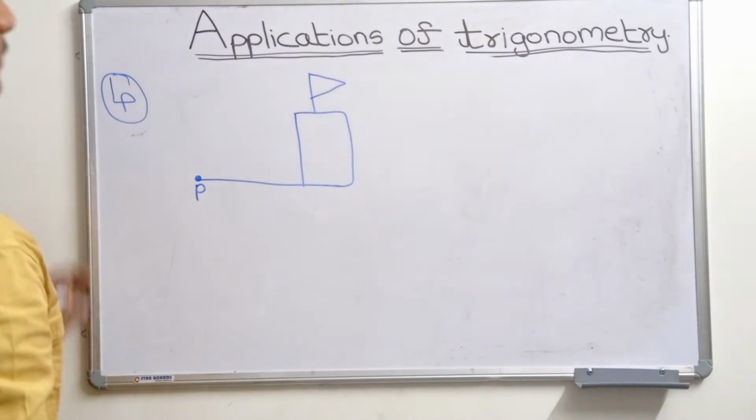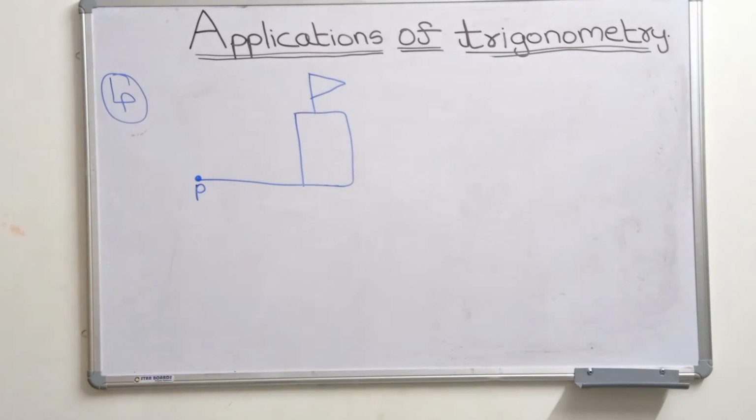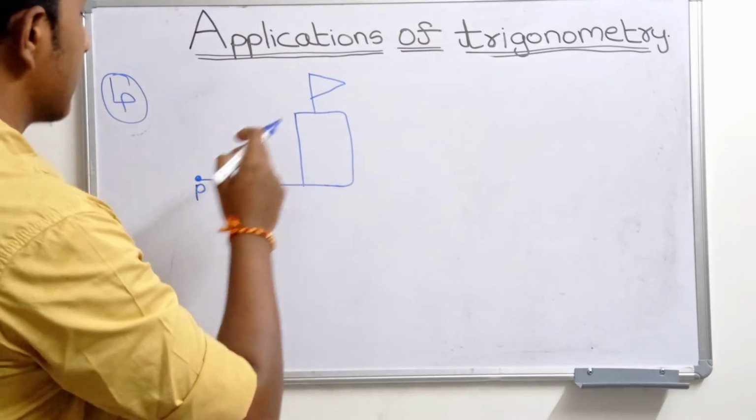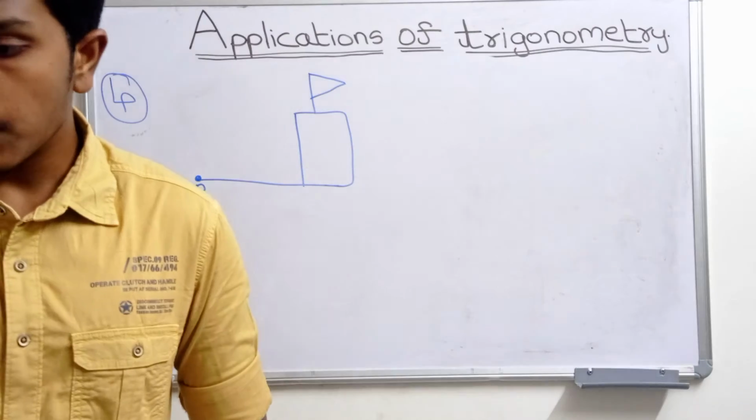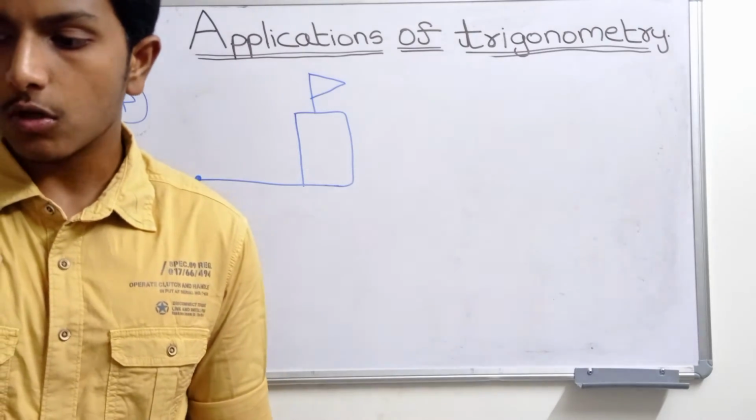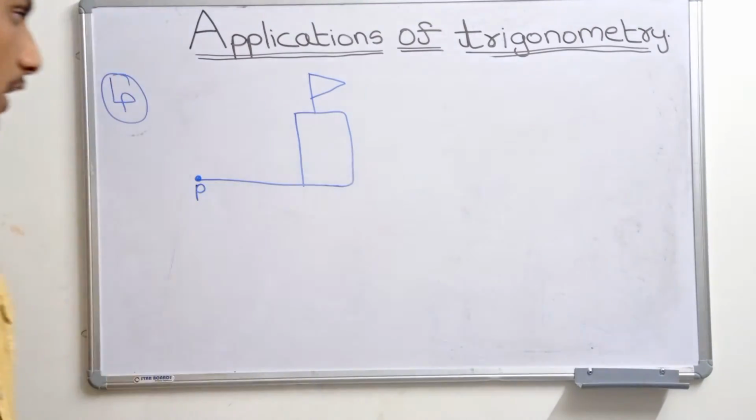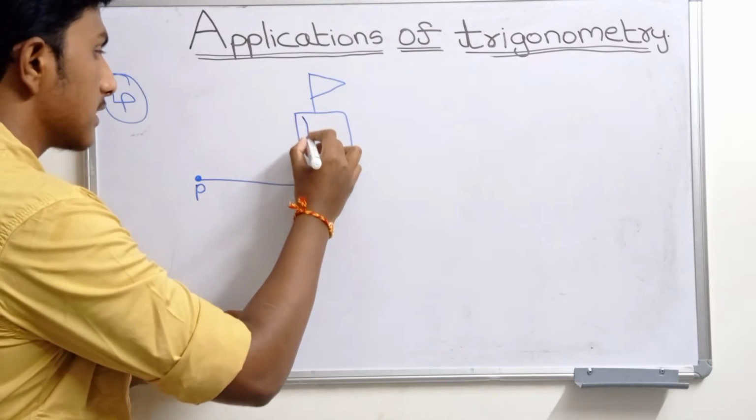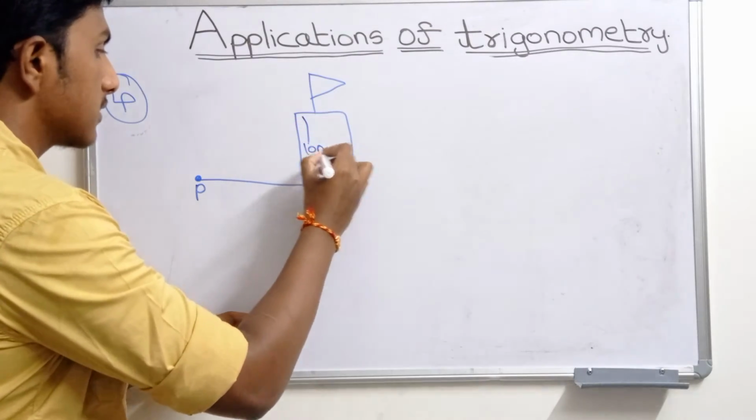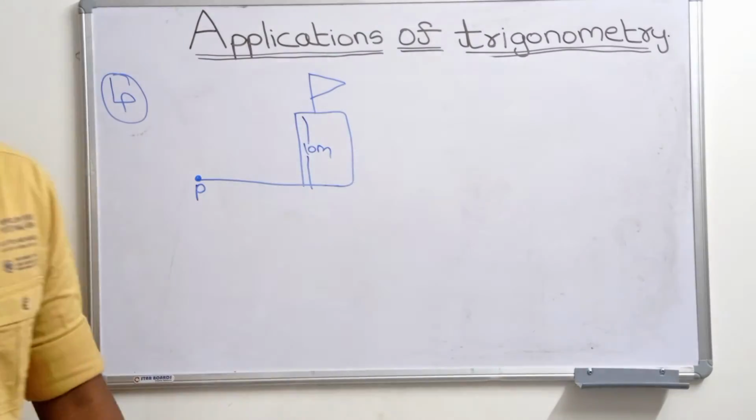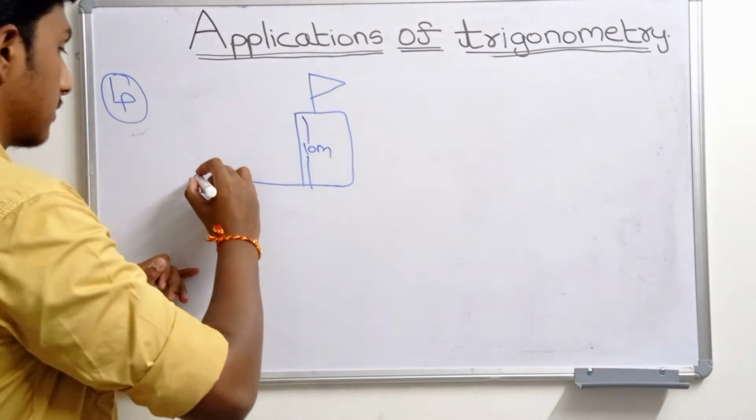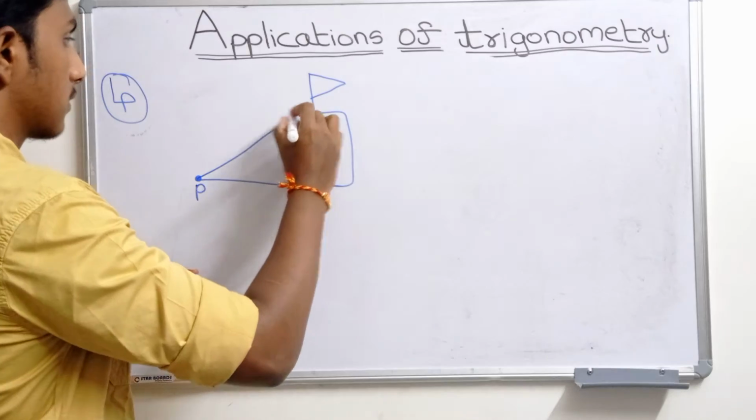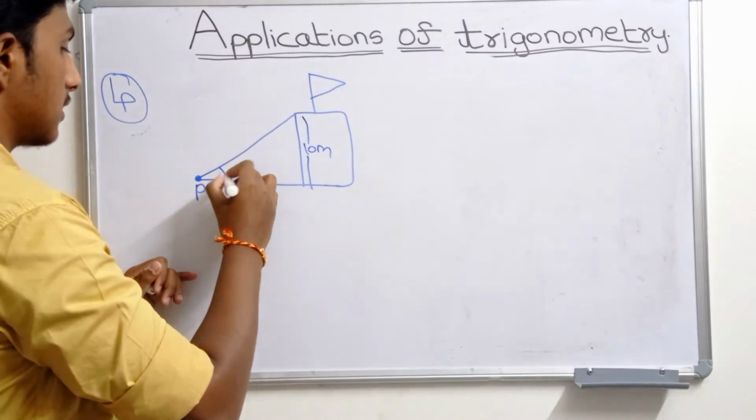This is the flag. Okay guys, this is the flag, this is the building, and this is the point P. Now from a point P on the ground, the angle of elevation to the top of a 10 meter building, that means the height of the building is equal to 10 meters. The angle of elevation to the top of the building is 30 degrees, guys.